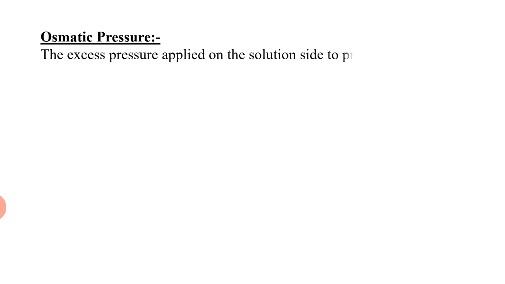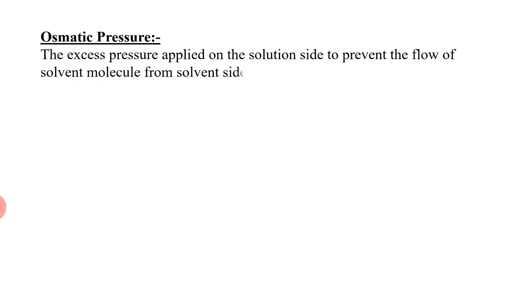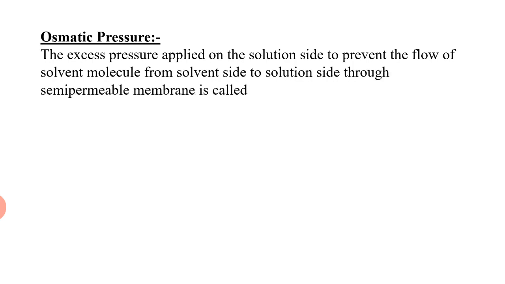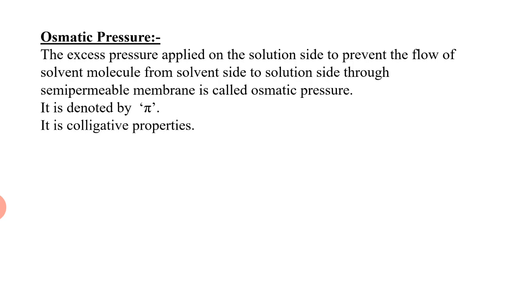Let us see again. The excess pressure applied on the solution side to prevent the flow of solvent molecules from the solvent side to the solution through a semi-permeable membrane is called osmotic pressure. It is denoted by pi. It is a colligative property.